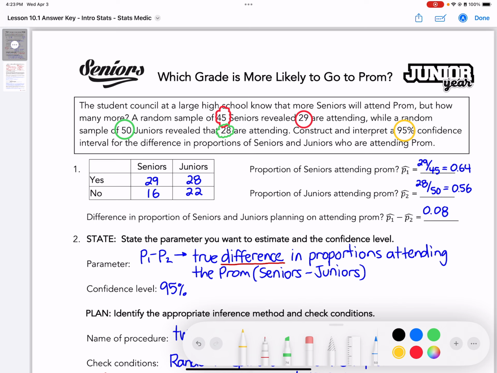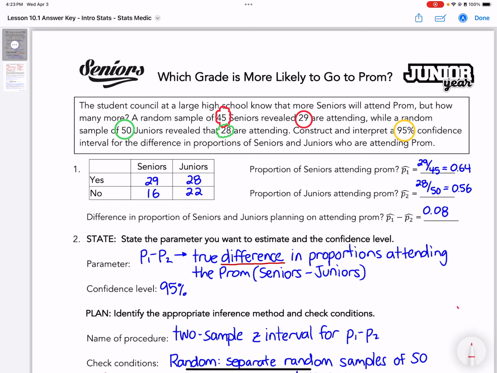If you remember, before spring break, we did confidence intervals. So we're back to confidence intervals, but now with two proportions, and we're comparing seniors to juniors. First, we made a 2x2 table with seniors, juniors, yes and no, and filled it out. Then we fill out our basic information: the proportion of seniors attending prom is 29 out of 45, and the proportion of juniors attending prom is 28 out of 50. The difference in proportion of seniors and juniors planning is p1 minus p2, which is 0.64 minus 0.56, and that's where I got the 0.08 from.